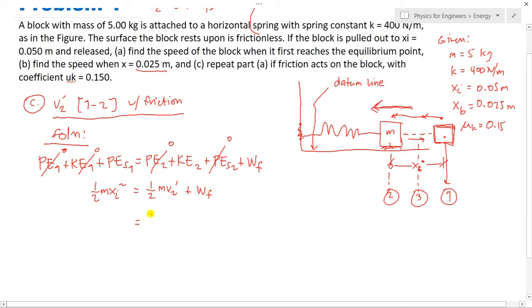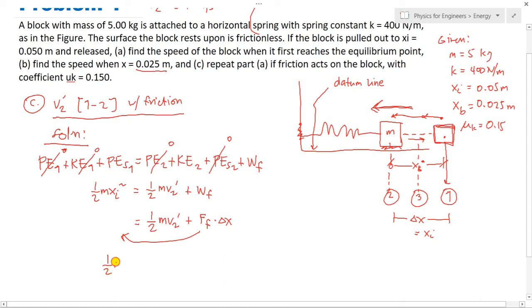What is this work of friction, class? That is plus the frictional force multiplied by the distance. And what is that distance? Of course, from 1 to 2, and that displacement is just equal to x sub i. Okay, so we can just transpose this towards the right.